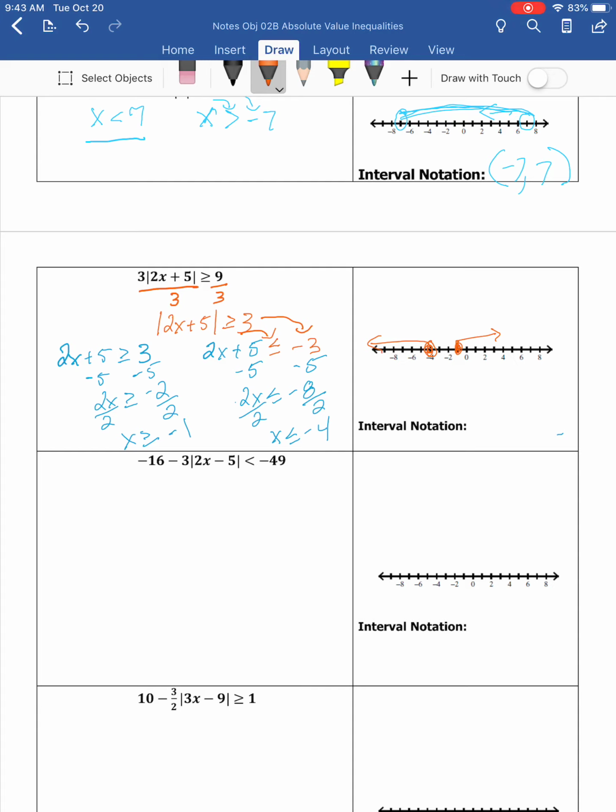And we said that we were looking for greater than that number of spaces, and we know greater than goes in opposite directions. My interval notation, of course, if I have an arrow to the left, it's going to be negative infinity. If I have an arrow to the right, it's going to be positive infinity. So my notation is going to be from negative infinity to negative 4.